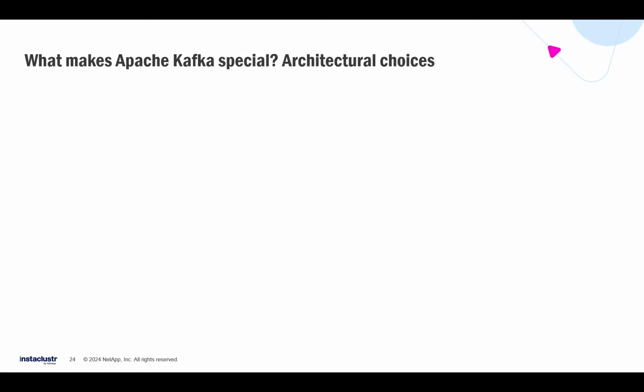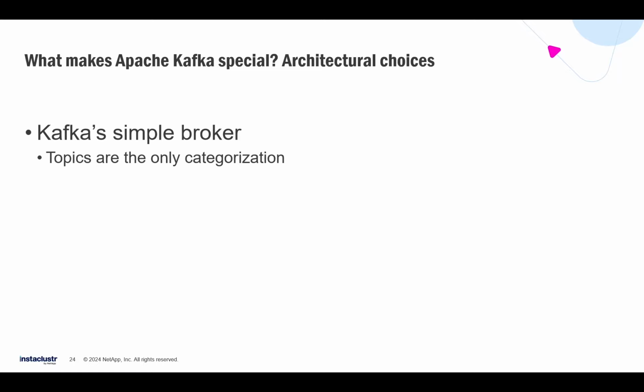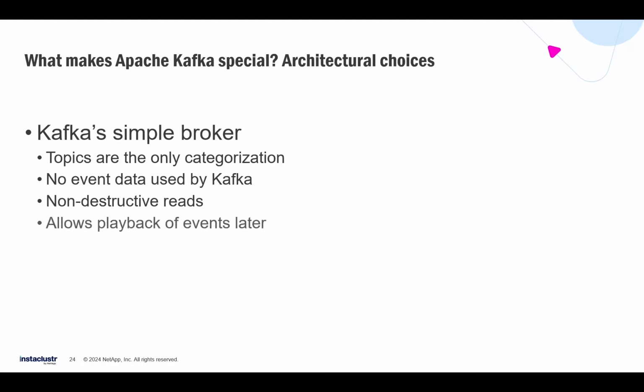Some architectural considerations that went into Kafka that affect these factors include the idea of the simple broker. Topics are the only categorization, and no event data is used by Kafka directly. Because reads aren't destructive, but the log is instead copied, you can replay events when a new group joins or you want to train an ML algorithm.